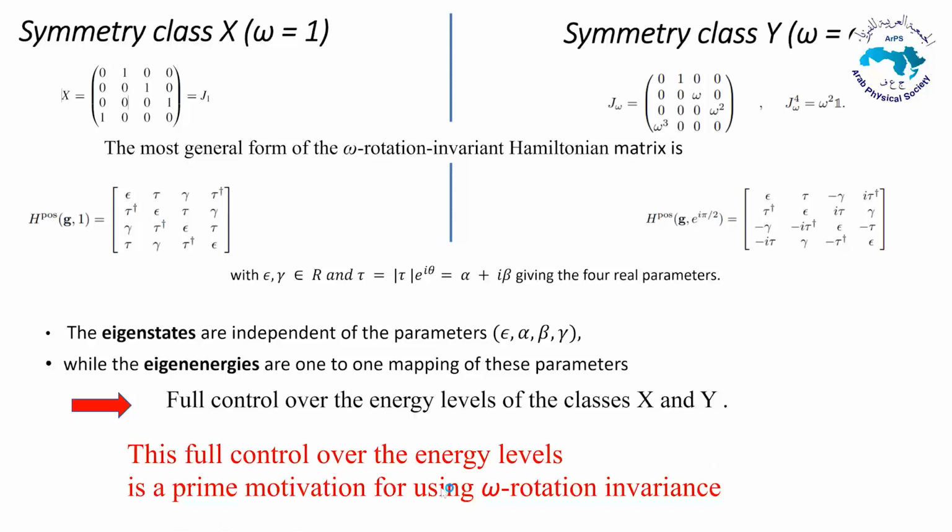This full control over the energy levels is the prime motivation for using the omega rotation advantage. This is the most important point: we have eigenenergy control, but the eigenstate is fixed and cannot change with the parameters. We will see the advantage of that.